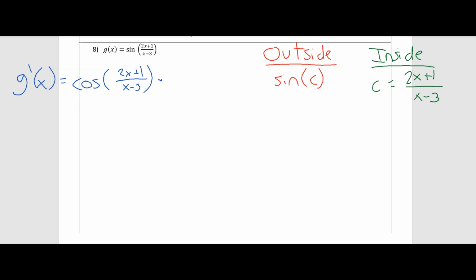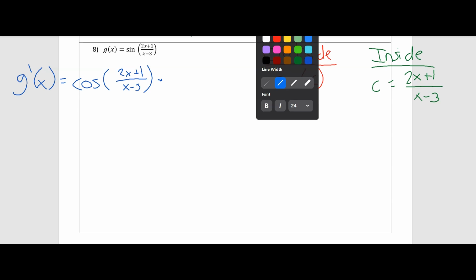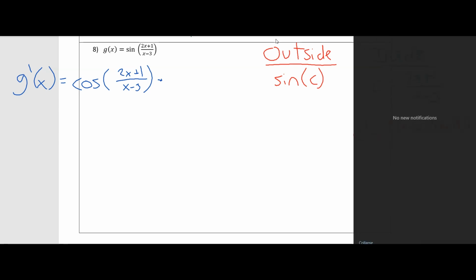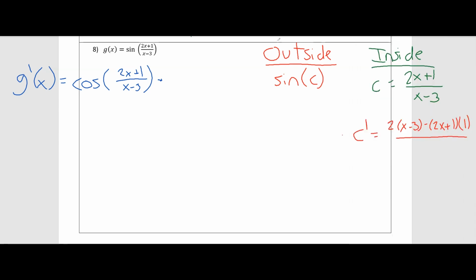I now need to multiply by the derivative of my inside function, and this is where the quotient rule comes in. So if I come over here, the derivative c prime, or the derivative of my inside function, is going to be the derivative of my numerator, so 2, times my denominator, minus my numerator times the derivative of my denominator, which is just 1. And then that is all over my denominator squared.